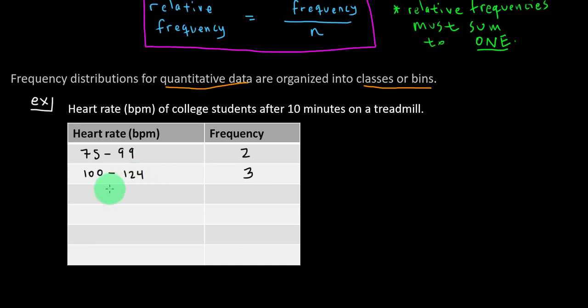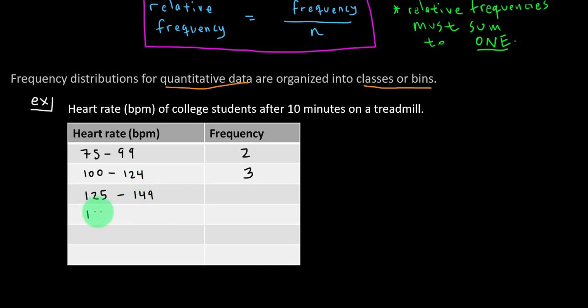This next class is going to start at 100 and go up to 124. And let's suppose there were 3 people in that class. You can maybe start to see a pattern. Do you know where my third class, its lower bound, is going to start? 125. We wouldn't want it starting at 124 because then there would be overlap between the classes. Can you tell where this class is going to have an upper bound? 149.